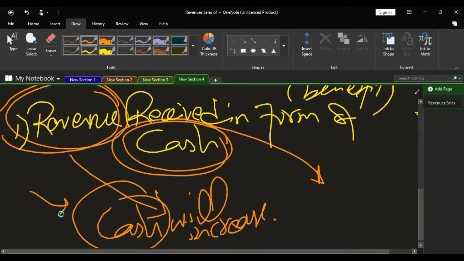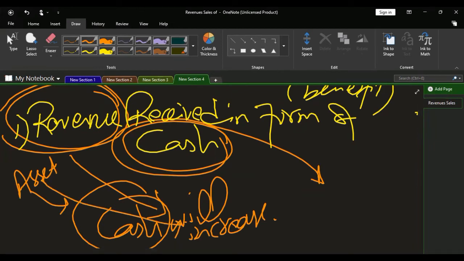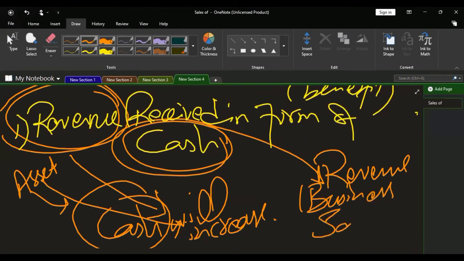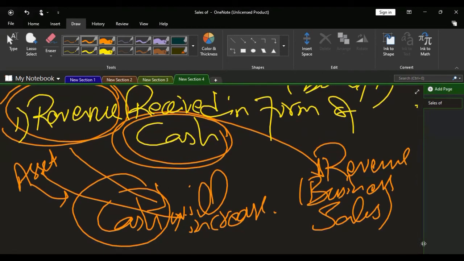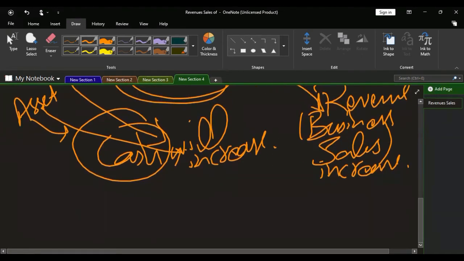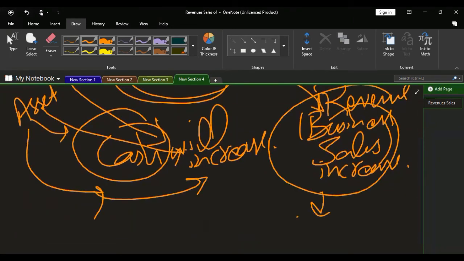Cash is the asset of a business, which means the asset has increased, and the other one is revenue. Revenue means business sales will increase. Sales is the income for a business. So here we have seen firstly one asset has increased, and on the other side the business income has increased.